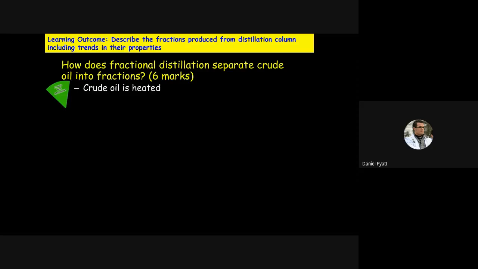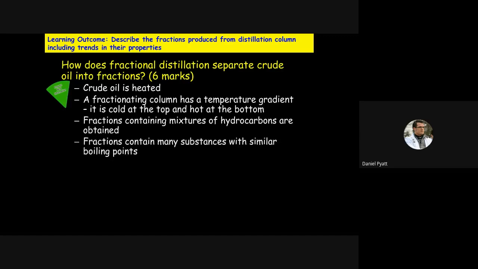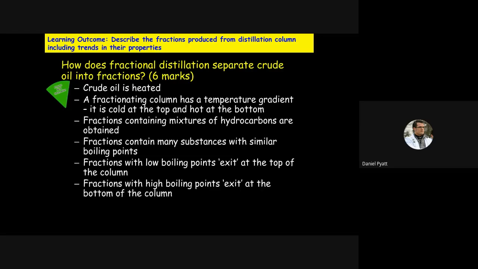So crude oil is heated at the bottom of the fractionating column. It has a temperature gradient. It's cold at the top and hot at the bottom. The fractions obtained are mixtures of the different hydrocarbons. They are separated out because they have similar boiling points, and the low boiling points exit at the top and the high boiling points exit at the bottom.